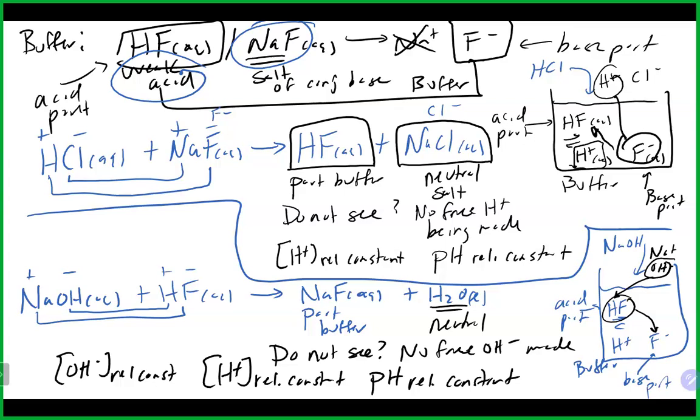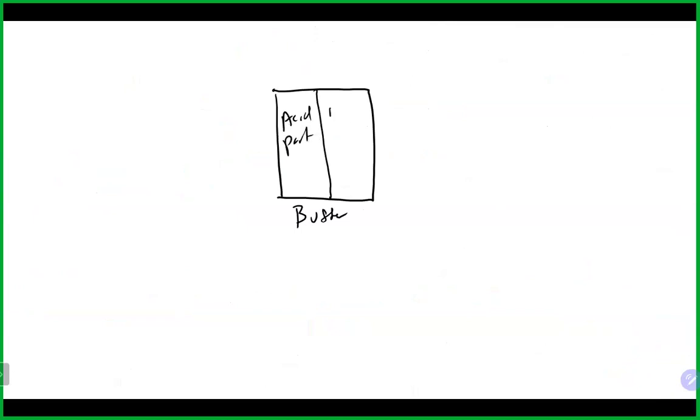Any questions first off on how that all works? So just graphically, if you were going to make a buffer, typically you would make a buffer that has an acid part and a base part that are relatively about the same. And if you're wondering why, I'll explain that in just a second.